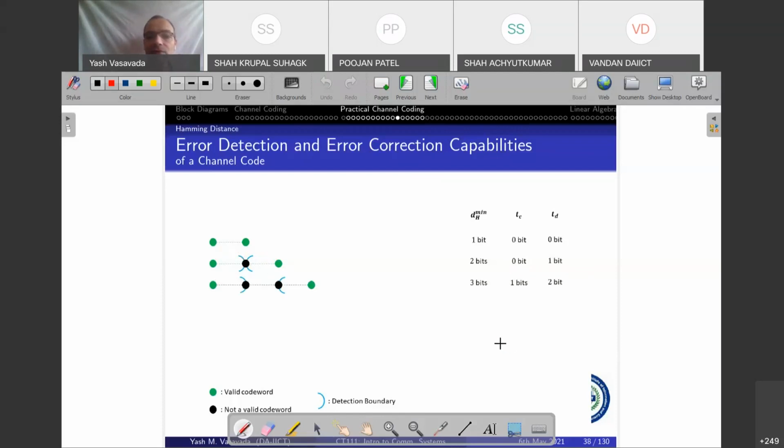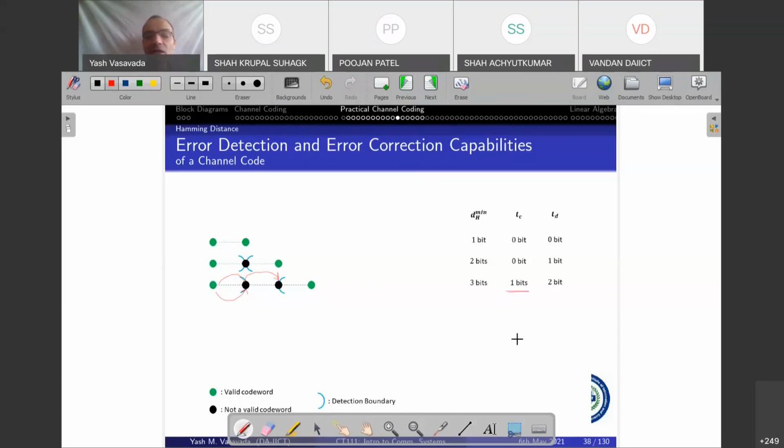What if DH-min becomes 3 bits? Well, first of all, we can say that TD has to be 2 bits because up to 2 bits can be in error and you are guaranteed to be on top of a black dot. And also interestingly now TC can be 1 bit of error because if only 1 bit is in error, no matter which code word is transmitted, you are guaranteed to be within the Hamming sphere of that particular code word. And the radius of that Hamming sphere is exactly 1 bit.